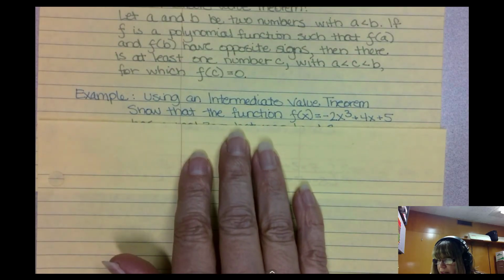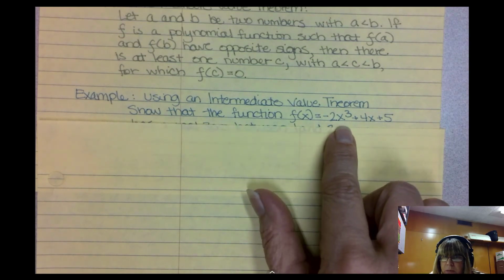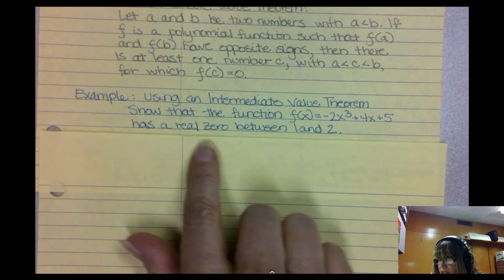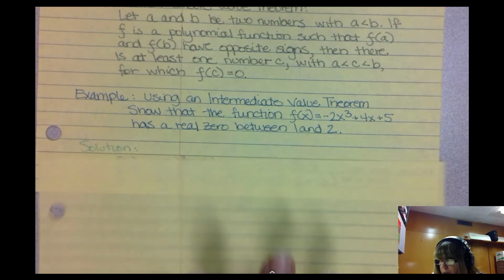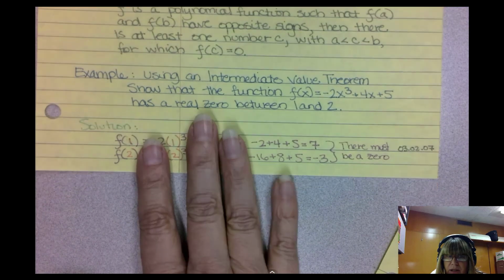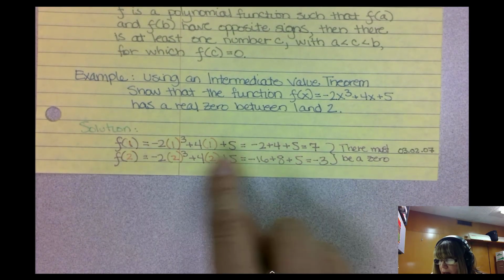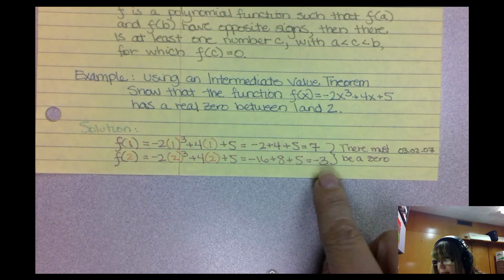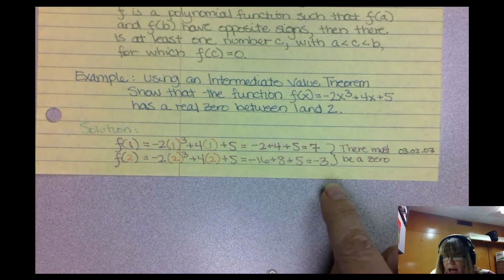Let's show that this function, f of x equals negative 2x cubed plus 4x plus 5, has a real 0 between 1 and 2. Now I'm going to show you all the steps here. I have evaluated the function at 1 and I end up getting 7. I evaluate the function at 2 and I get negative 3. Well, remember, our function is a smooth curve. And to get from 7 to negative 3, I must have passed through 0.